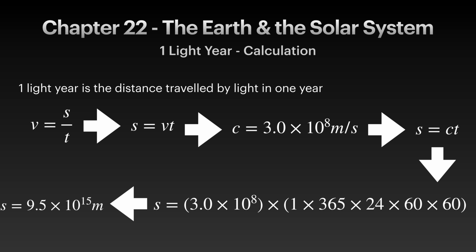The last concept in this chapter is the light year. To measure huge distances, astronomers use the light year, the distance light travels in 1 year. Since light speed is 3 times 10 to the power 8 meters per second, multiplying by the number of seconds in a year gives about 9.5 times 10 to the power 15 meters. For example, the Sun is about 8 light minutes away from the Earth, while the nearest star, Proxima Centauri, is about 4.2 light years away.